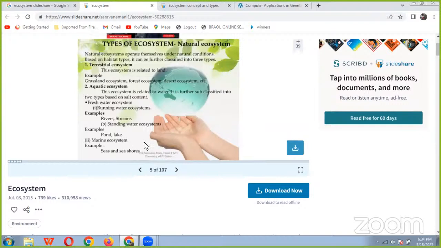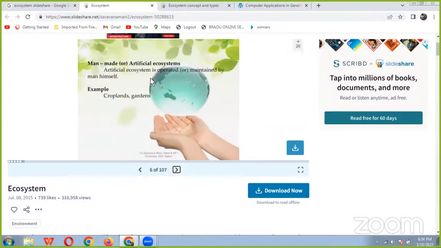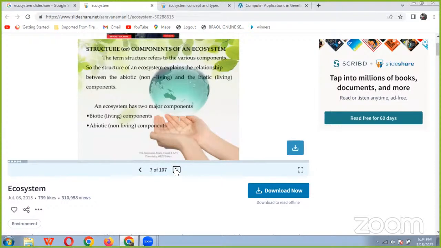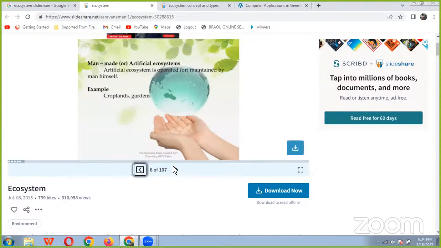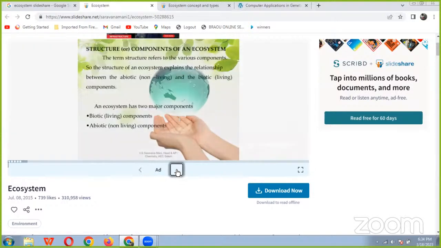A marine ecosystem is especially the sea and the shores. Okay, these are the man-made ecosystems. Artificial ecosystem is mainly cropland and gardens. Based on habitats, there are three types: aquatic, terrestrial, and the man-made or artificial ecosystem.